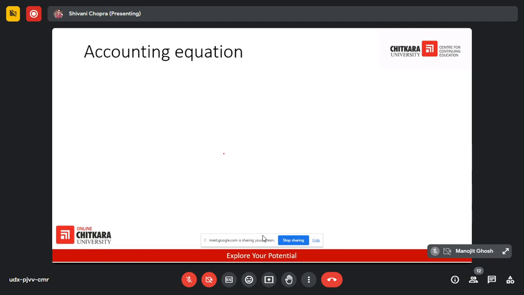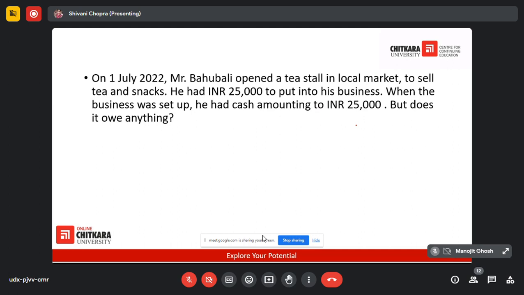Now that takes us to the accounting equation. What is the accounting equation? The accounting equation is something that balances our balance sheet. So it says that assets are equal to liabilities plus shareholders' capital.